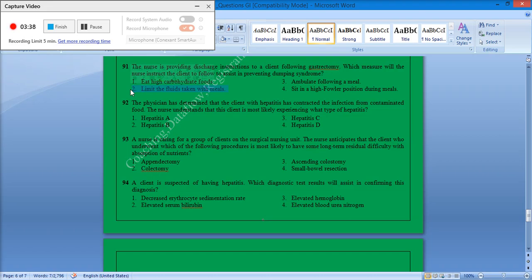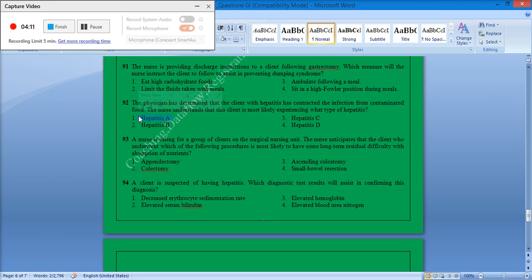92. The physician has determined that the client with hepatitis has contracted the infection from contaminated food. The nurse understands that this client is most likely experiencing what type of hepatitis? 1. Hepatitis A. 2. Hepatitis B. 3. Hepatitis C. 4. Hepatitis D. The correct answer is 1. Hepatitis A.